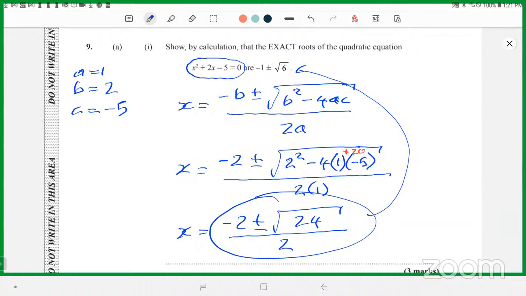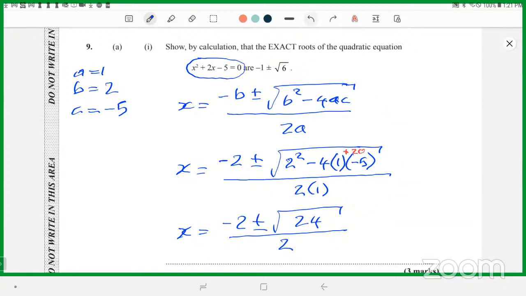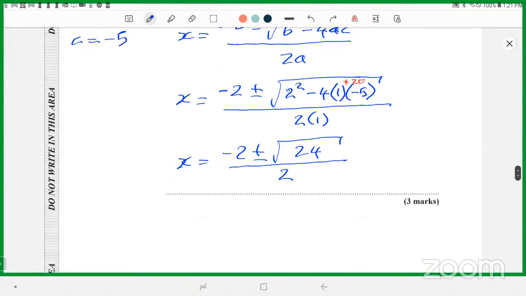Now, as I said, if you put this in the calculator, it might just give you that. But let me show you what happened to get to that 6. Now, this 24, what they did, they tried to write it as a product with a perfect square. Factorize it. I want a perfect square as one of the factors, which is 4. So you write it as x equals -2 plus or minus the square root of 4 times 6.